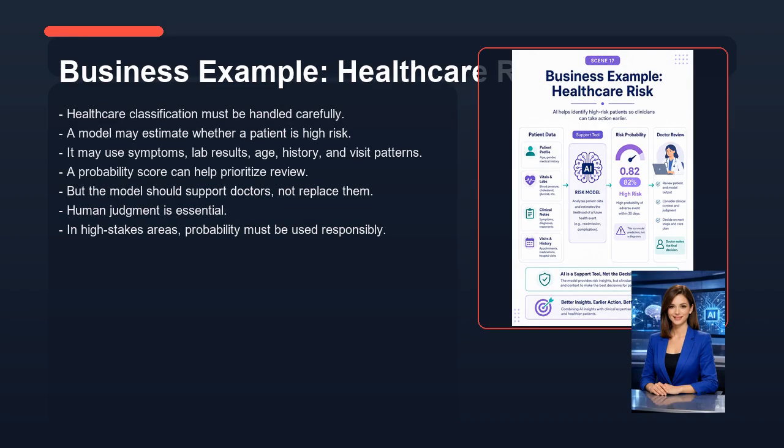Now let's look at a business example, healthcare risk. Healthcare classification must be handled carefully. A model may estimate whether a patient is high risk. It may use symptoms, lab results, age, history, and visit patterns. A probability score can help prioritize review. But the model should support doctors, not replace them. Human judgment is essential. In high-stakes areas, probability must be used responsibly.